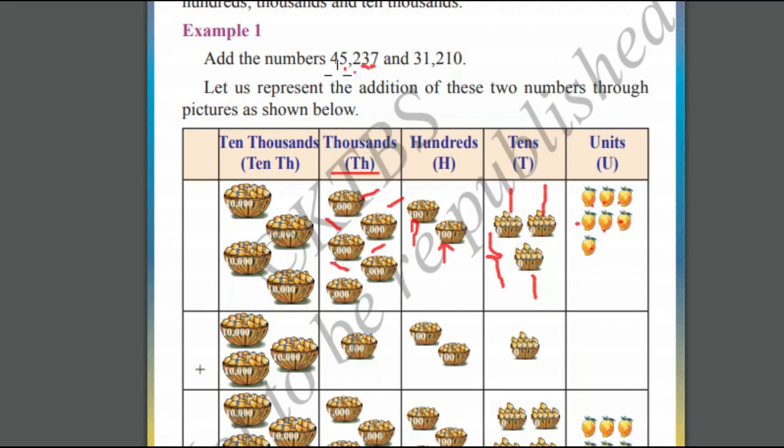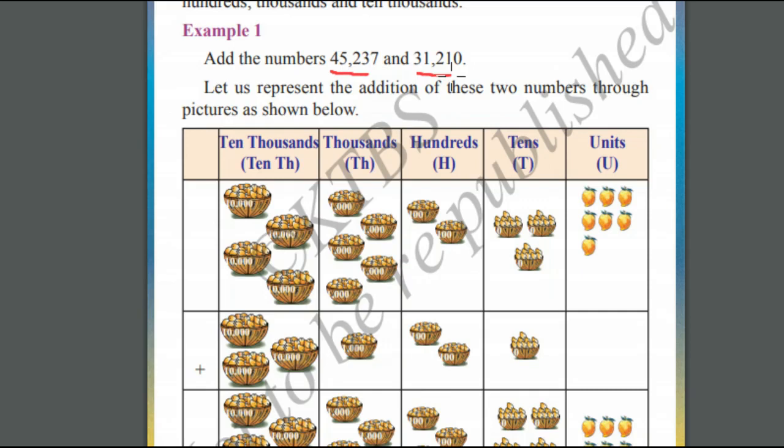Similarly, in the 10,000s place, we have 40,000 mangoes. In this basket, we have 10,000 mangoes. In this basket, 10,000. In this basket, 10,000. In this basket, 10,000. So totally, 4 baskets, and each basket contains 10,000 mangoes. So totally, 40,000 mangoes. We are done with the representation of 45,237.